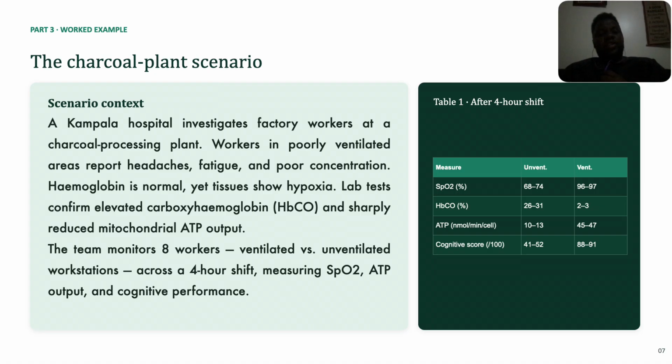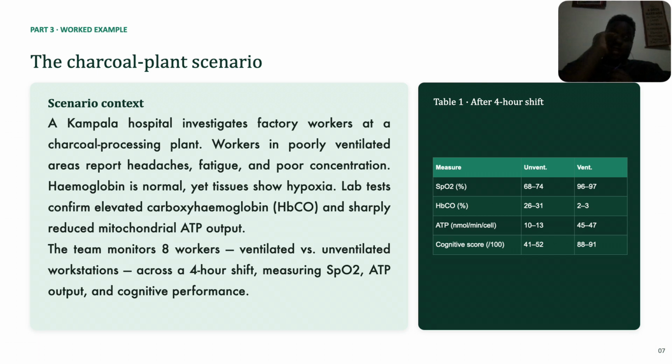Okay, so they're saying lab tests confirm that they have a lot of carboxyhemoglobin. Oh, so that means that their hemoglobin is being bound to a molecule called carbon monoxide. That's very important because we know that carbon monoxide is actually a poison that affects the Krebs cycle. It's not the Krebs cycle, it's the electron transport chain. And we are going to see how. And then they are saying they don't have enough ATP output. Oh, can this explain why they are feeling fatigue and poor concentration?